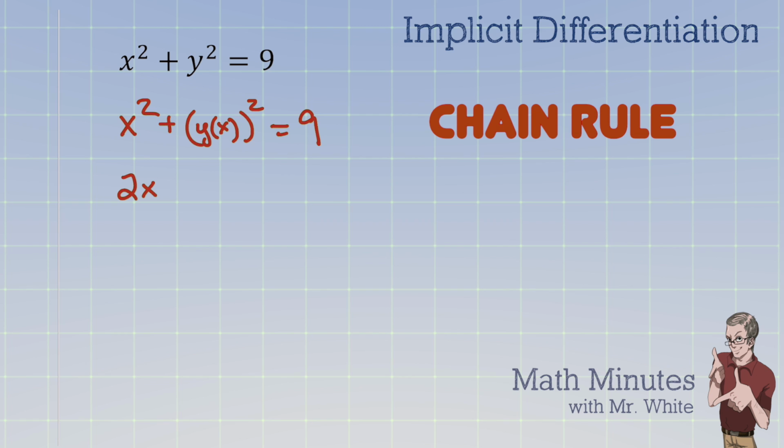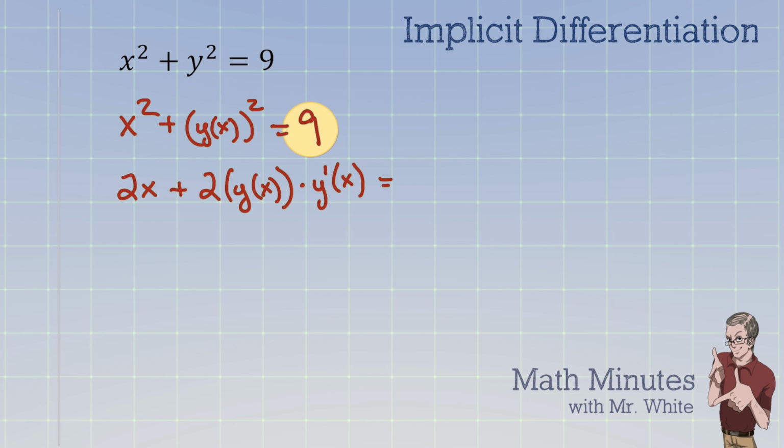So the derivative of x squared would be 2x plus, now here's where that chain rule is. We take the exponent, throw it out front, the base stays the same, so we're still going to have our y of x. The exponent goes down by 1, but we multiply by the derivative of that inside function. So that's going to be y prime of x. And then in implicit differentiation, you also take the derivative of the right side, all the terms in the entire equation. So the derivative of a constant is 0. Be careful on that one.